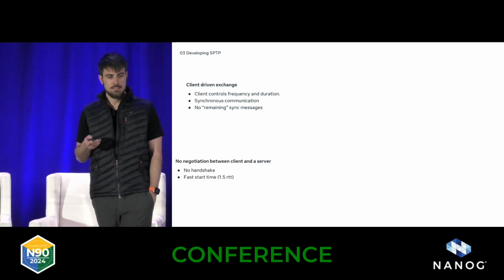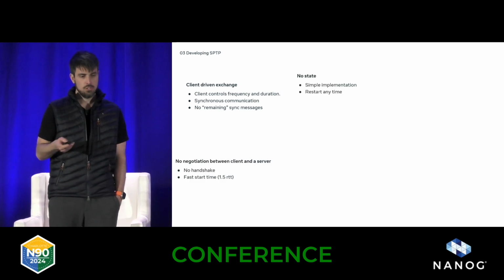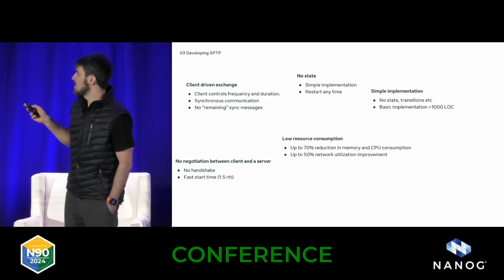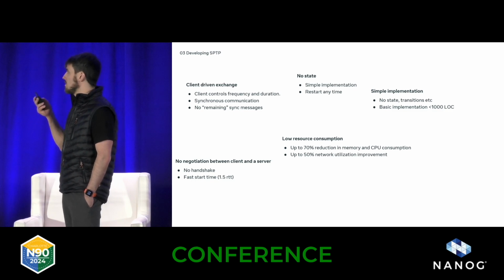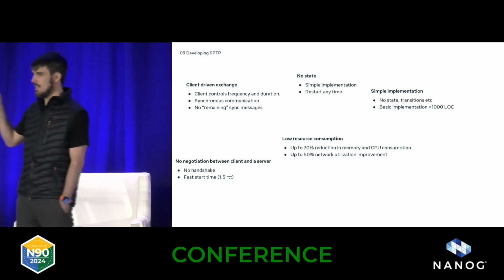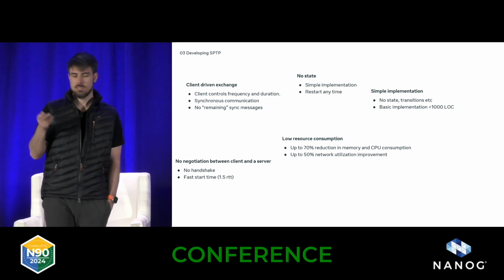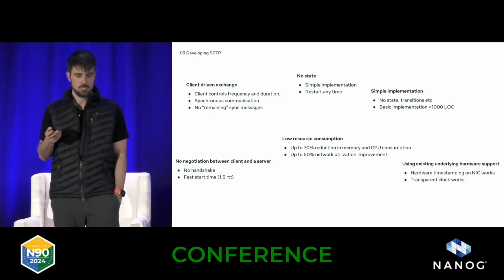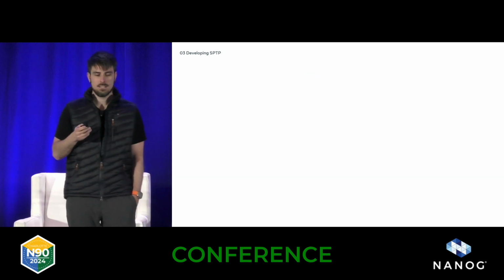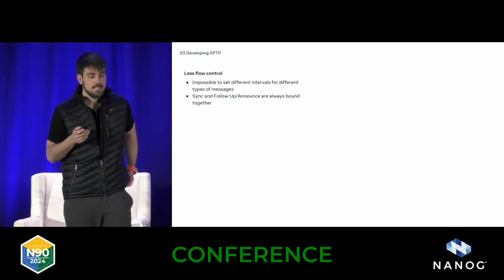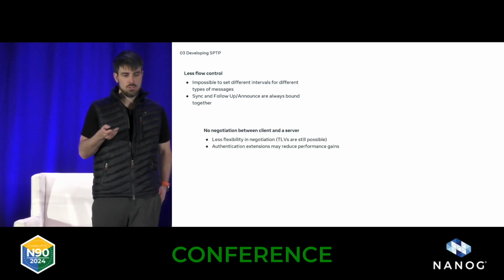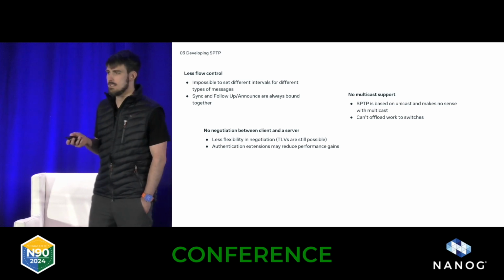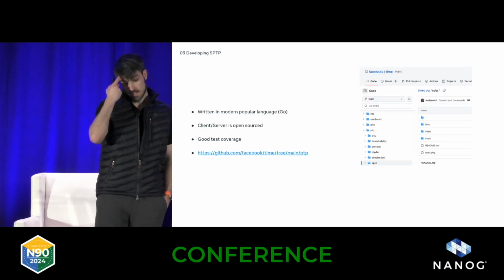So as a result, we get the client-driven exchange, no negotiation, no state in the memory, low resource consumption, and simple implementation. And I cannot overstate this. PTP4L was 10,000 lines of hardcore C versus under 1,000 lines of Go code. And as a matter of fact, many manufacturers already implemented SPTP on their devices. It's already working. And we use existing hardware enhancements and hardware timestamps. As the disadvantages, we don't have this negotiation anymore, so we have less flow control and no multicast support for the PTP, which was never the case anyways. So it's not a big deal for us.